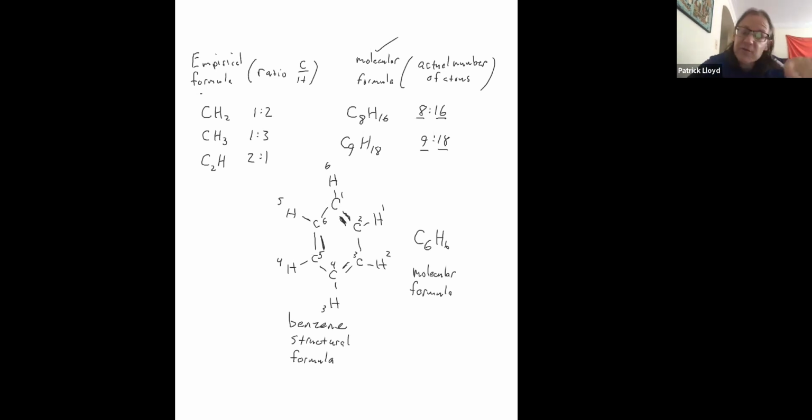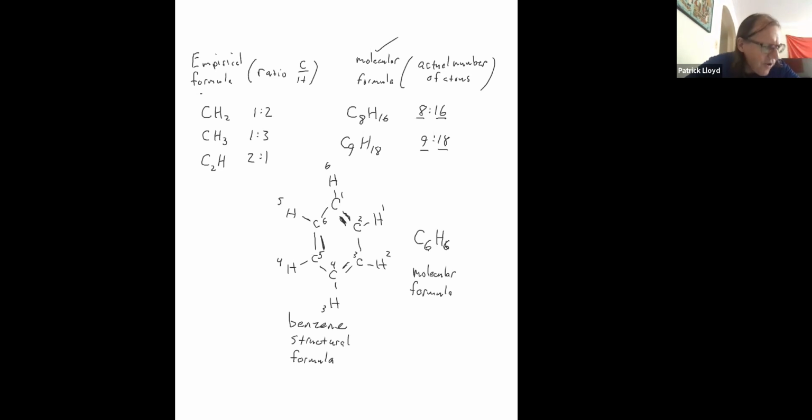But you could figure out what the empirical formula is too from the molecular formula. What you would do is you'd say, okay, we have 6 and 6. What can we divide 6 by to make it a smaller whole number? Well, you could divide it by 2. So that would give you C3H3. You divide both of them by the same number. But you could also divide by 3. So if you divide it by 3, that would give you C2H2.